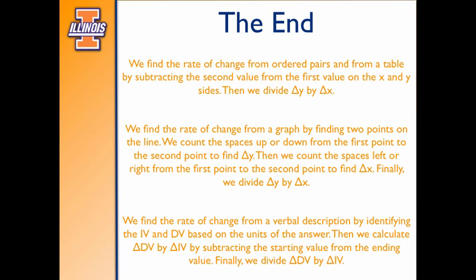And to find rate of change from a verbal description, we start by identifying the IV and DV based on the units of the answer. Then we calculate DV and IV by subtracting the starting value from the ending value. And finally, we divide the dependent variable by the independent variable to get our rate of change.